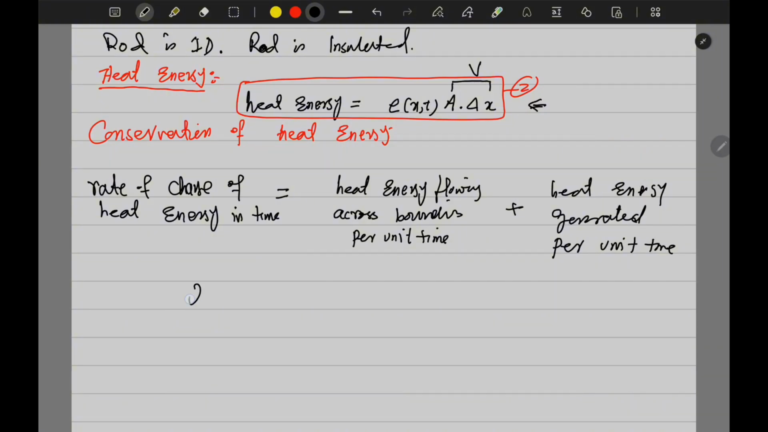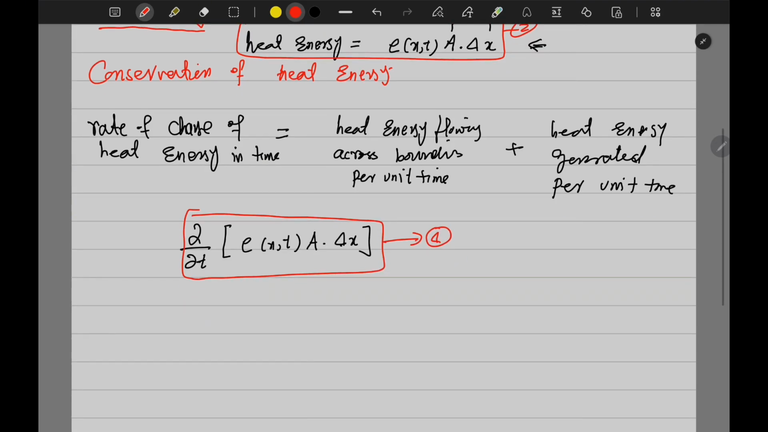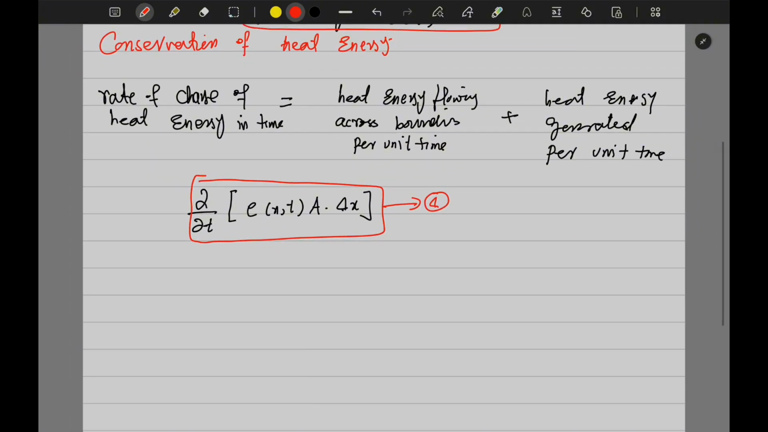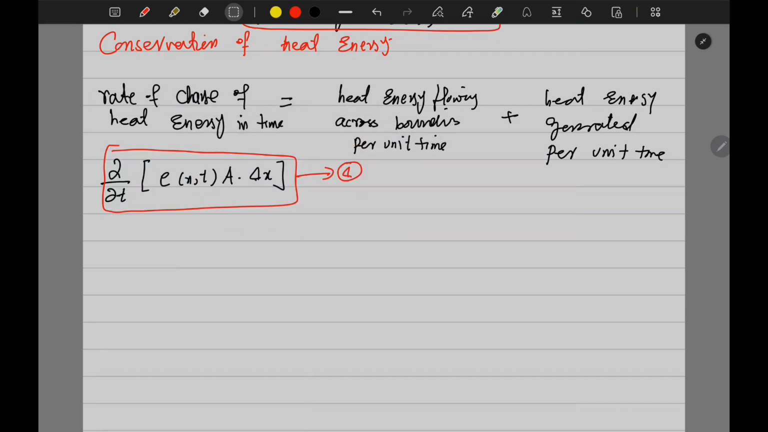This is given by d by dt of E, the rate of change of heat energy. Heat energy is given in equation 2, so we simply write the partial derivative of e(x,t) times A delta x. This is equation 4. Why do we use a partial derivative here? We use a partial derivative because x is fixed in this case. Now the second important part of the above equation, the one I have written in words here, is heat flux.